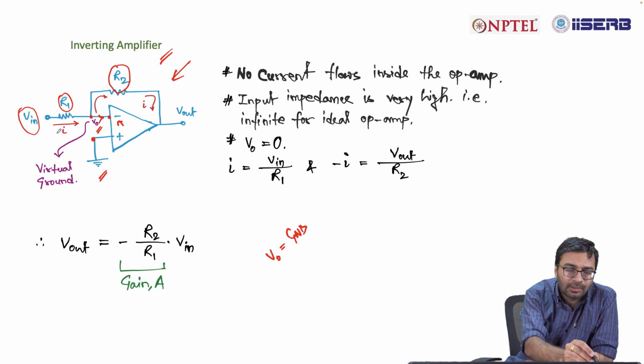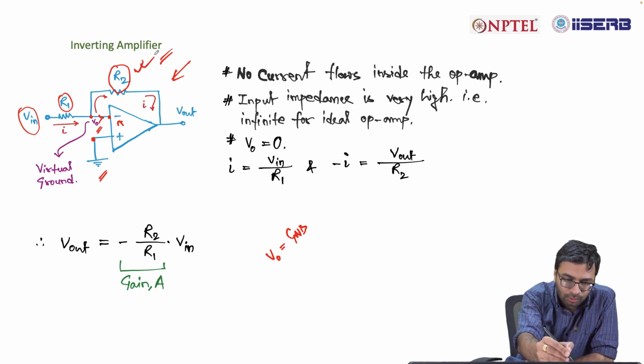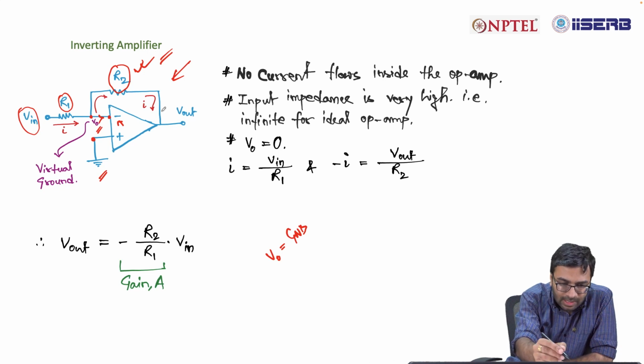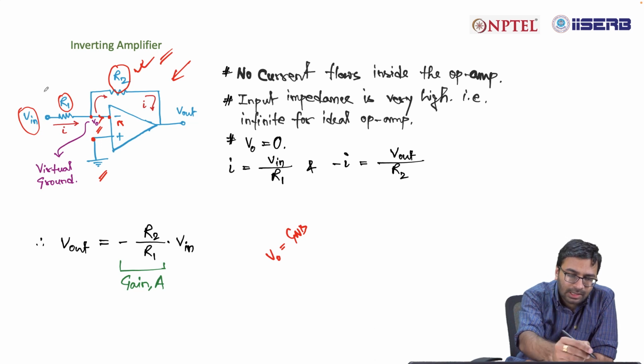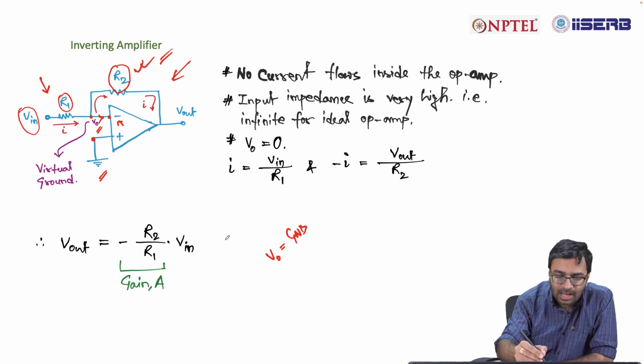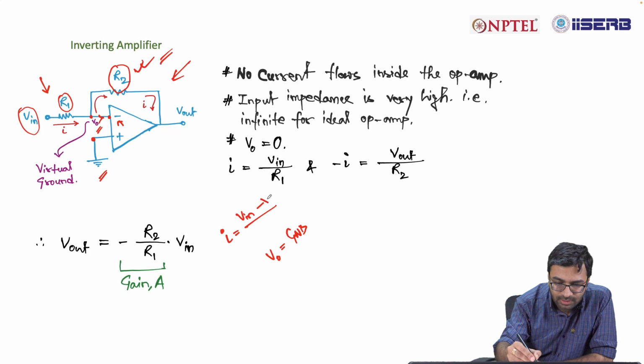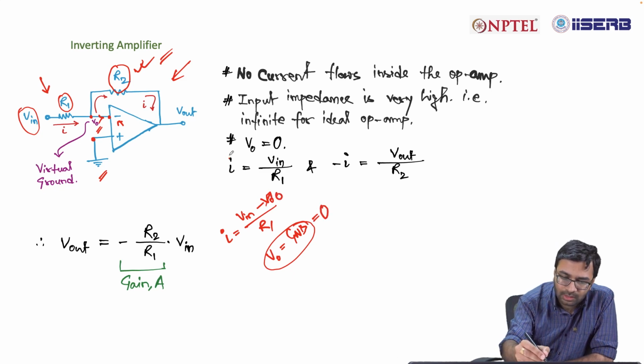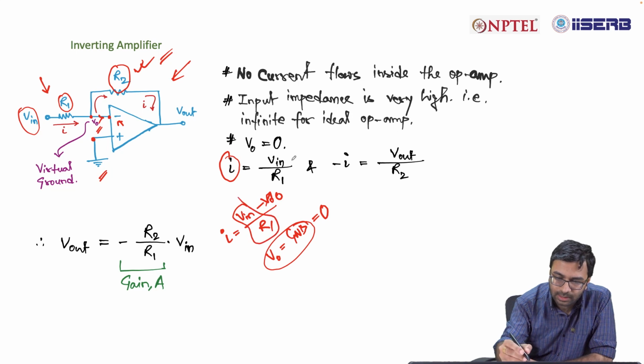So whatever current is coming from the input side will directly go to R2 and then to the output. Let us consider the current on the input side to be I. So I is equal to V in minus V0 divided by R1. Now because V0 is grounded, it is equal to 0. So the value of I is V in divided by R1.